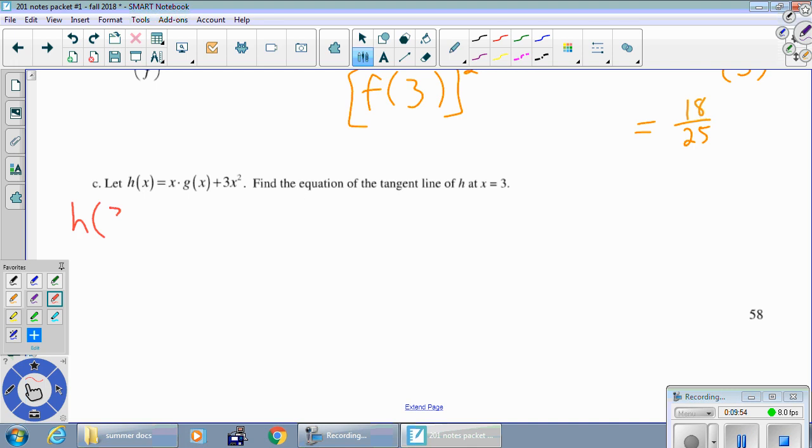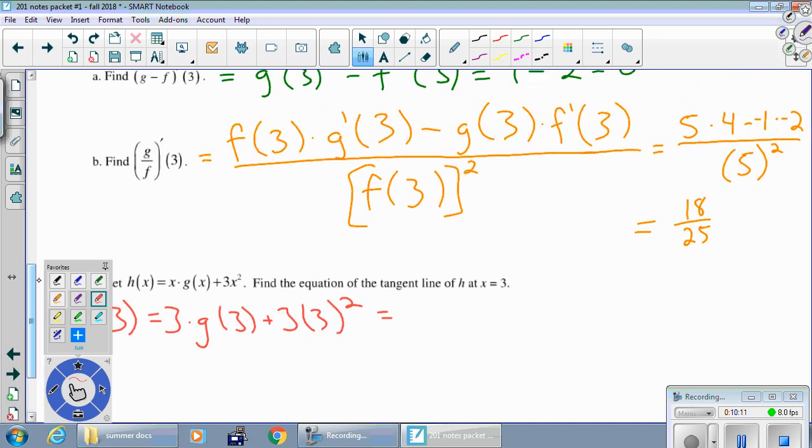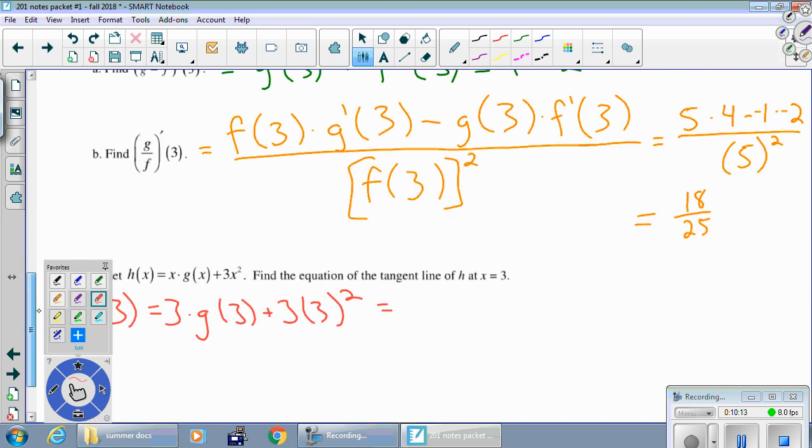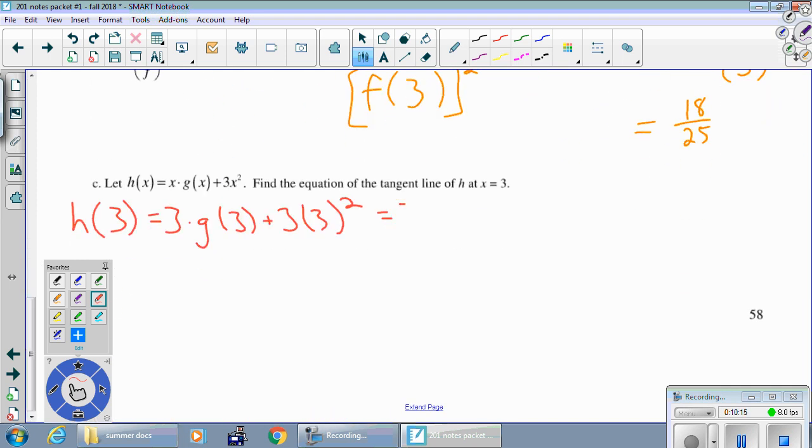The point happens for the h function when x is 3. So that means that in here, all of the x's become 3's. So 3 times g of 3 plus 3 times 3 squared. And again, now it's just arithmetic. So g of 3 is just off the page here. Copy that one from up above. g of 3 is -1. So 3 times -1 plus 27. So 24, which means that the point of tangency is (3, 24). So we found our point.